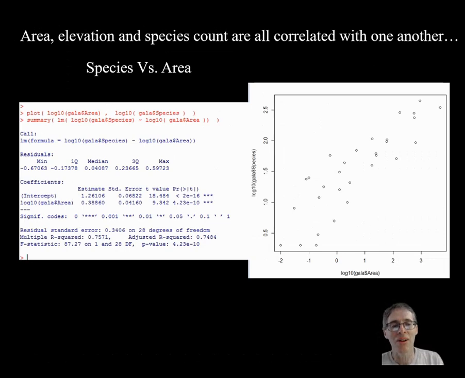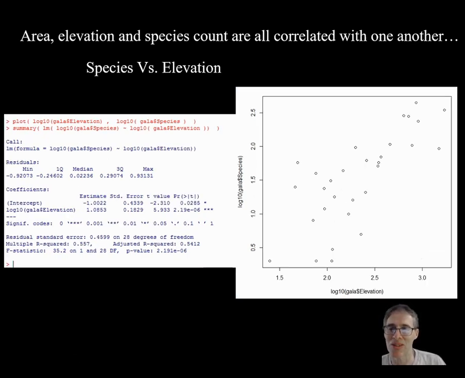And this correlation is going to cause some problems if we try to put both area and elevation into the same model. So here I have a simple model that shows species versus area, right? And that seems to be highly significant. I get an R squared of 34%. I get a p-value of 4.3 times 10 to the minus 10th. But likewise, if I do species versus elevation, I also get a reasonably large R squared and a very significant model.